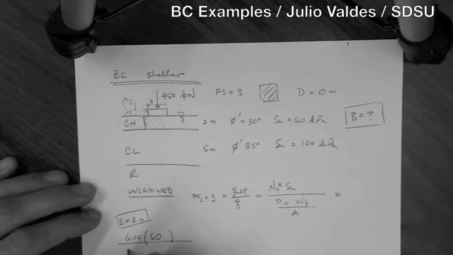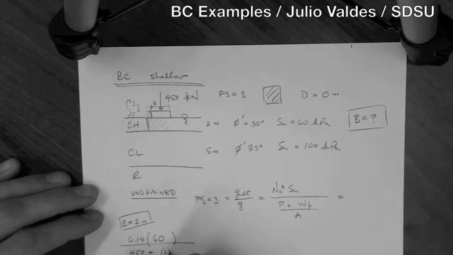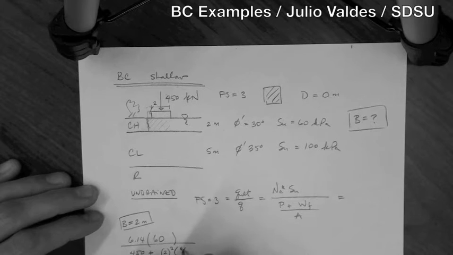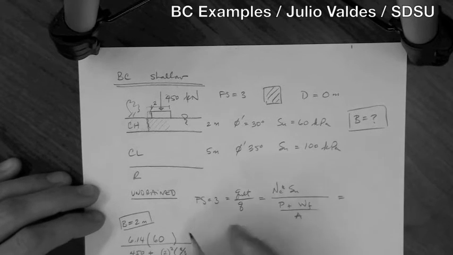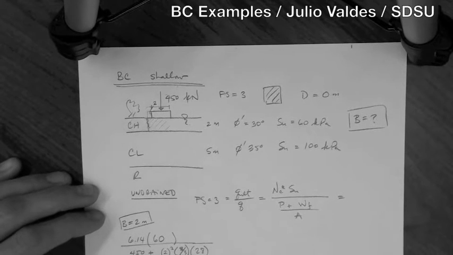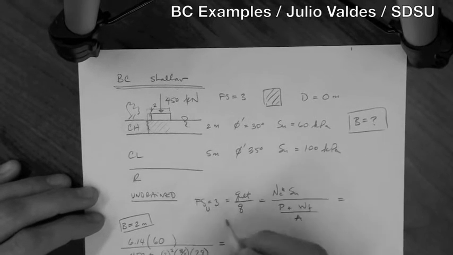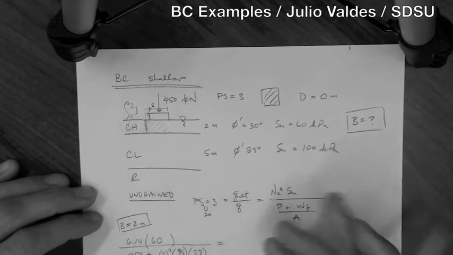That divided by 450 plus 2 squared times a third of 2. That's the thickness, right? So that's the whole volume. Unit weight of concrete, because we assume it's made of concrete, over 2 squared. That's the undrained factor of safety for a 2-meter foundation.